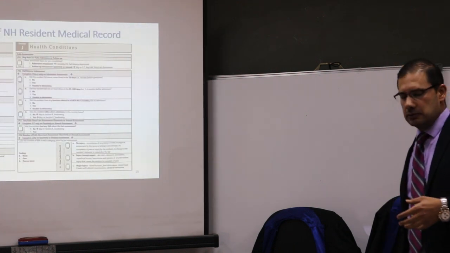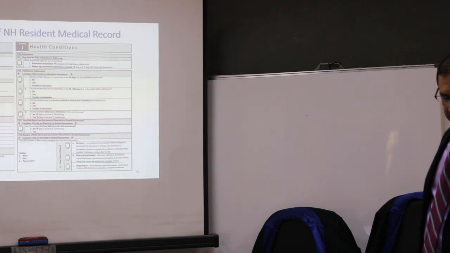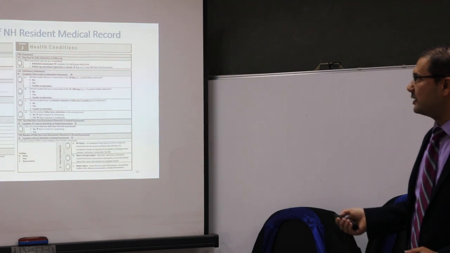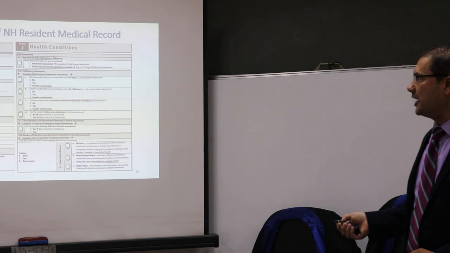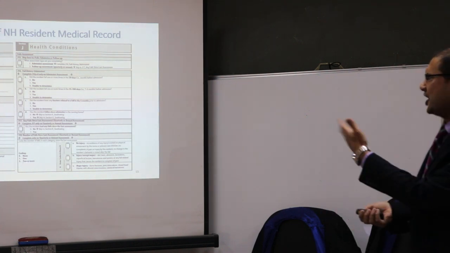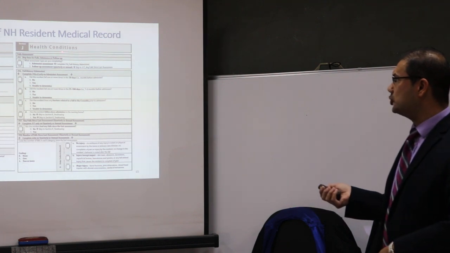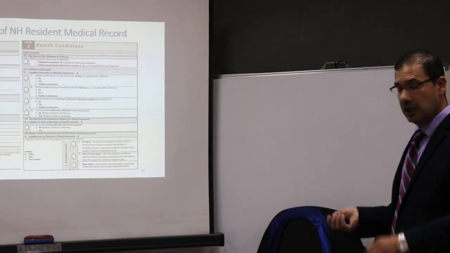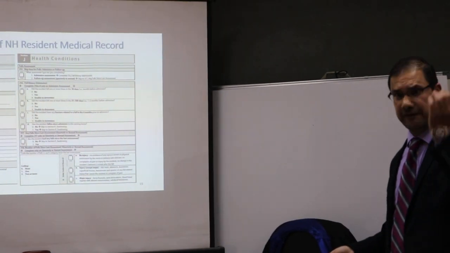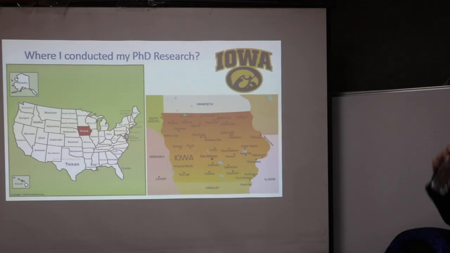Let's take a look at what type of data is available in the medical charts. This is very detailed. We call it the minimum data set. These are available in the patient charts. These are demographic data: gender, age, race. They also have health conditions, such as falls. Nursing homes are required by law to report fall incidents. They are not required to report adverse events. They are required for zero.